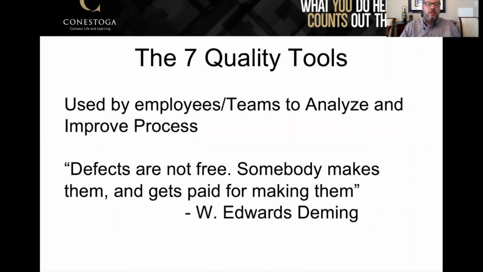Okay, so here we go. Interesting that on the first slide we've got a quote from Deming: "The defects are not free, somebody makes them and gets paid for making them," which is true, right? Hopefully not intentionally, but it does happen that way. So we're already paying for these mistakes in more ways than one.